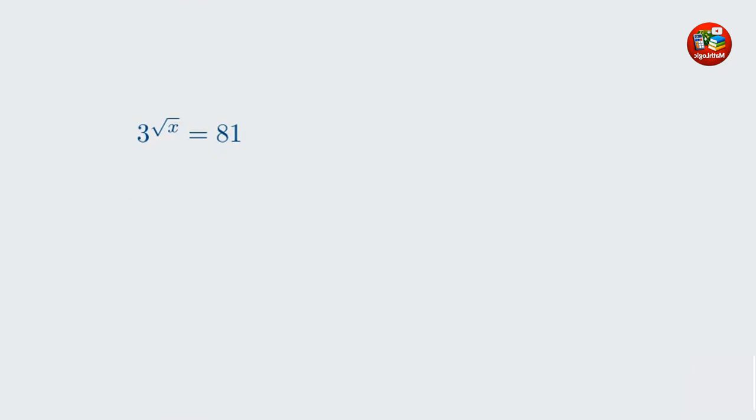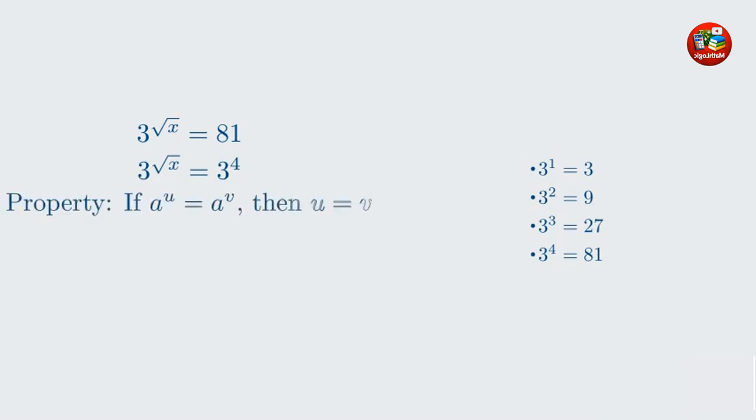Next, we want to relate the number 81 back to our base of 3. If we look at the powers of 3, we can see that 3 times 3 is 9, times 3 is 27, and times 3 again is 81. So we can rewrite 81 as 3 to the fourth power. Because the bases on both sides are now exactly the same, their exponents must be equal to each other. This allows us to drop the bases and set the square root of x equal to 4. We have successfully moved the variable out of the exponent and into a basic radical equation.